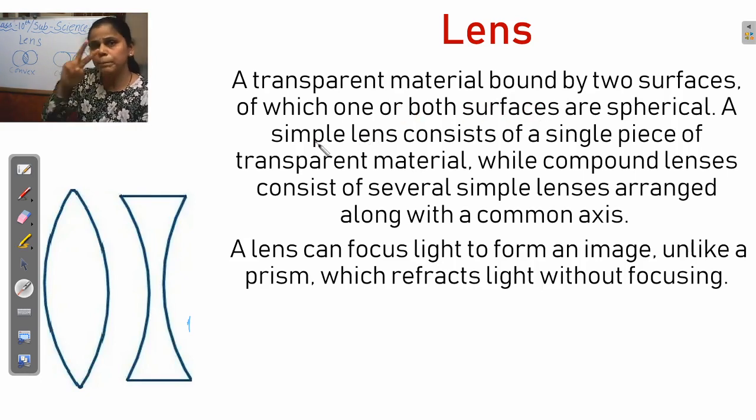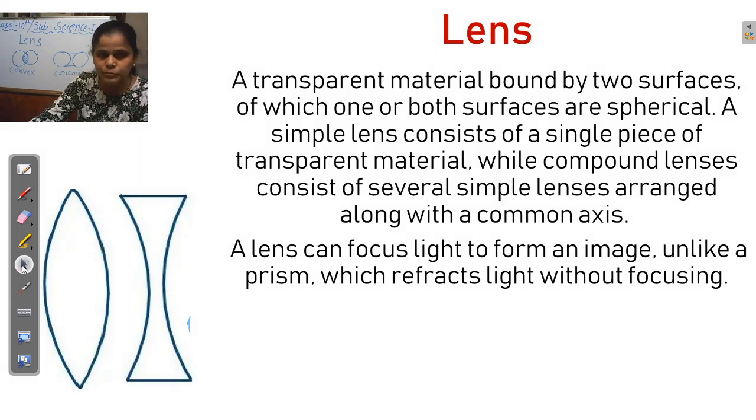Again, mainly two types of lens: simple and compound. A simple lens consists of a single piece of transparent material, while a compound lens consists of several simple lenses arranged along a common axis. Got it? Then a lens can focus the light to form an image. We will study in the next lecture how the images are formed using the convex lens and concave lens.